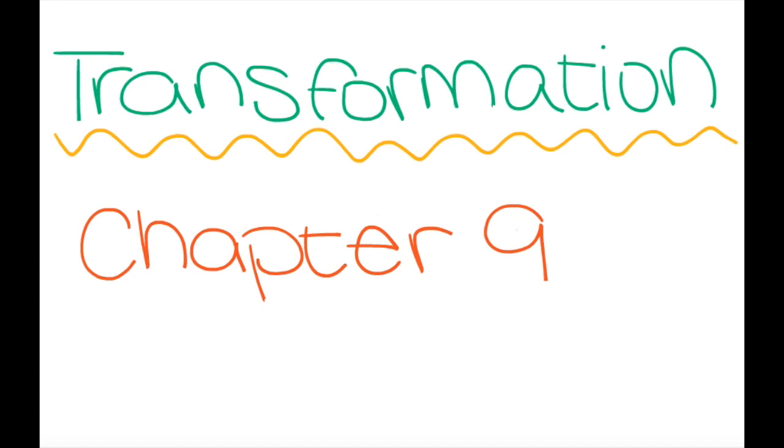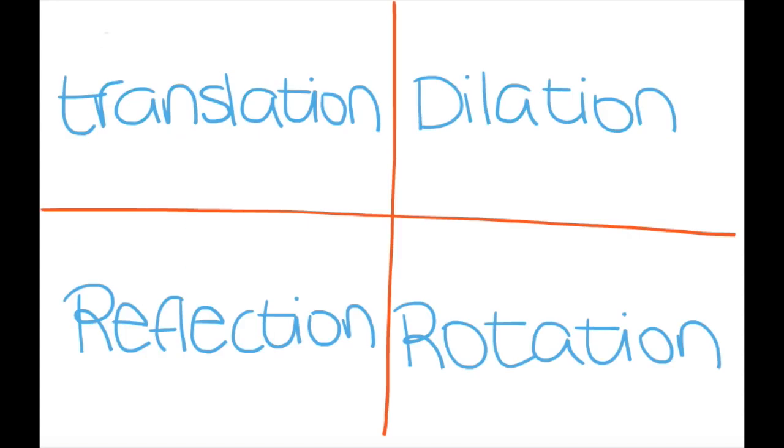Hannah and Meredith here today, and we're going to talk to you guys about transformations from Chapter 9. So there are 4 types of transformations. There's translations, dilations, reflections, and rotations.